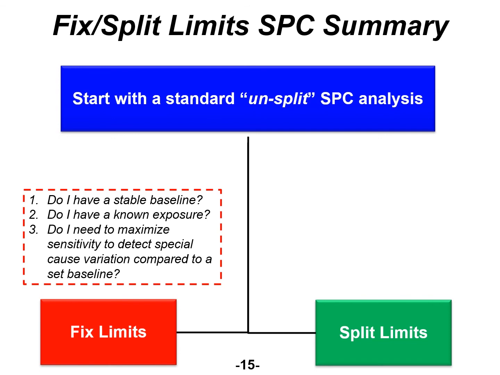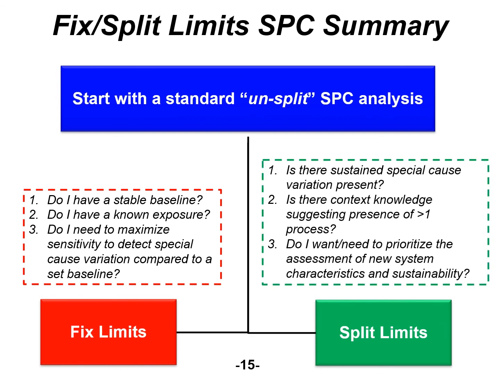Split limits analyses, shown in the green box, are used to examine the characteristics of a new process once a fundamental change in an existing process is identified, either pragmatically or empirically. There are 3 criteria for considering a split limits analysis. First, is there a sustained special cause variation present, such as the presence of a shift or a trend? Or is there context knowledge suggesting the presence of one or more fundamental changes in the process present? And third, do I want or need to prioritize the assessment of new system characteristics and sustainability? If the answers to these criteria are yes, you can consider a split limits analysis.